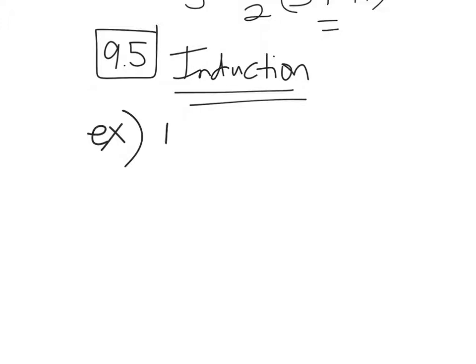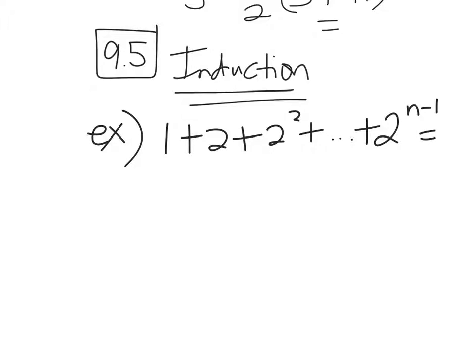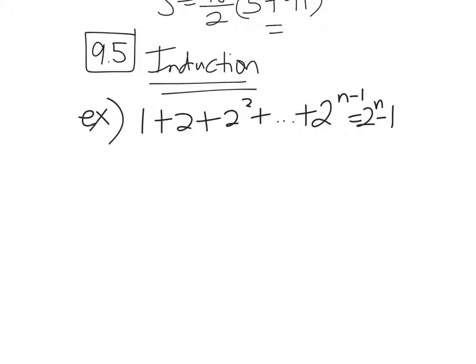Number 14 is 1 plus 2 plus 2 squared plus ... plus 2 to the n minus 1 equals 2 to the n minus 1. First of all, that is a crazy formula. That's pretty awesome, right? Okay, so here we go.